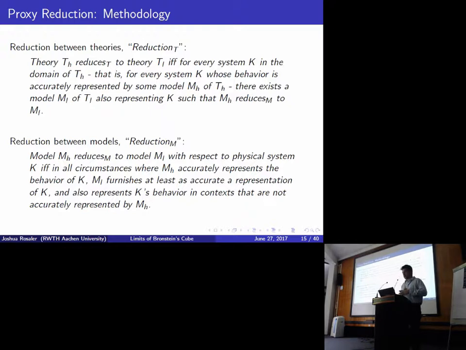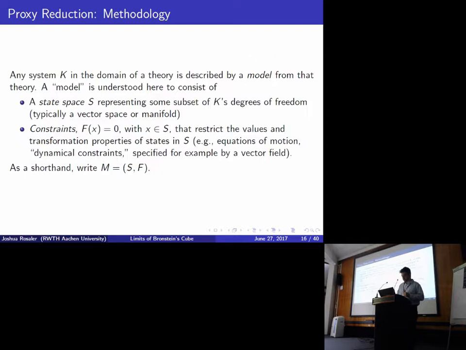And so reduction sub M is defined as follows: model M_H, the high-level model, reduces sub M to the low-level model M_L with respect to a particular physical system K, if and only if, in all circumstances where M_H accurately represents the behavior of the physical system, M_L furnishes at least as accurate a representation of K, and also represents K's behavior in contexts that are not accurately represented by M sub H.